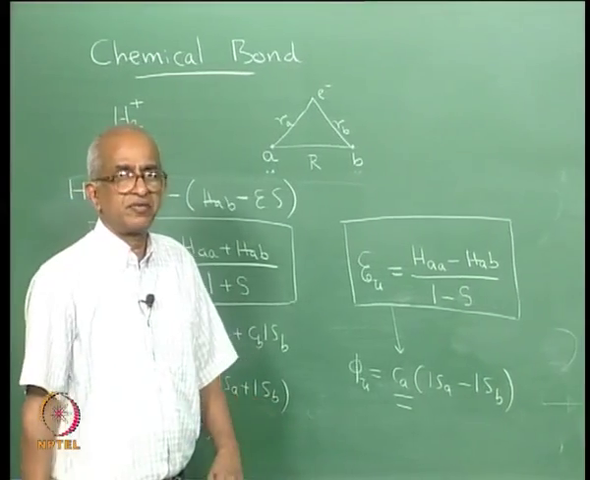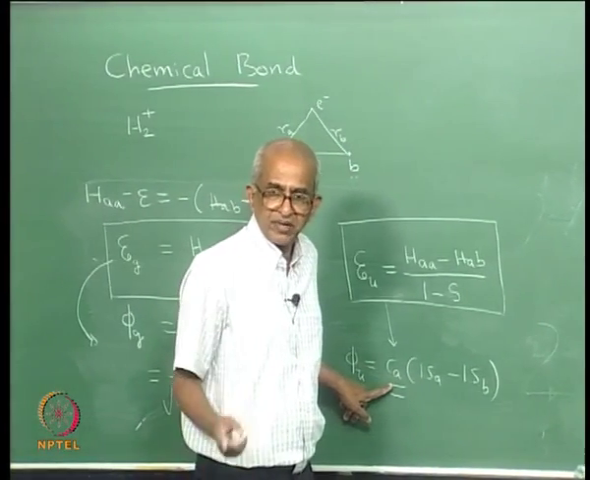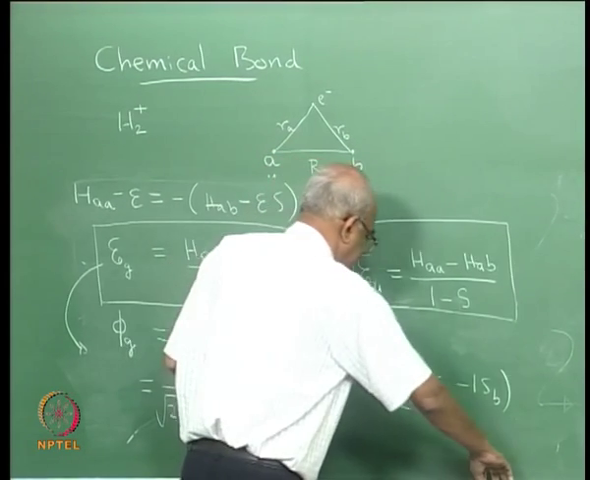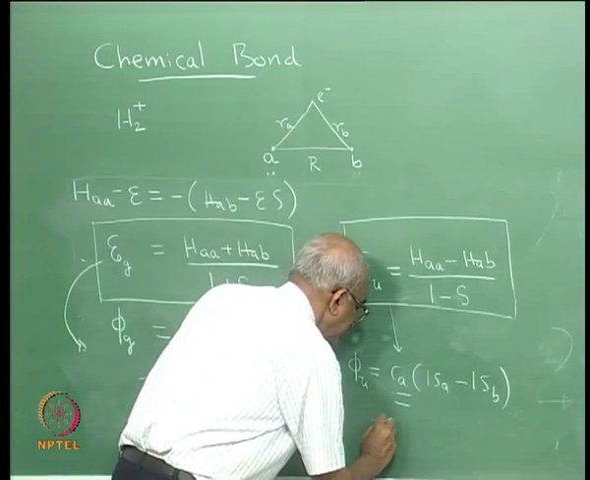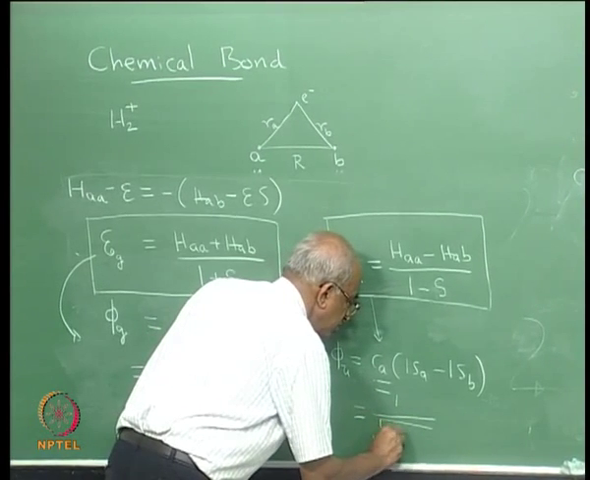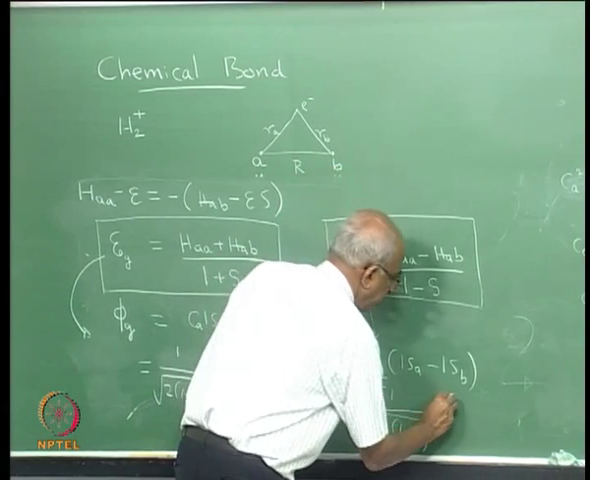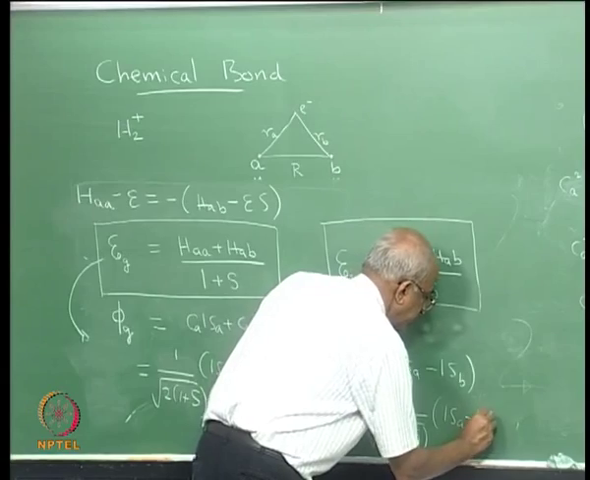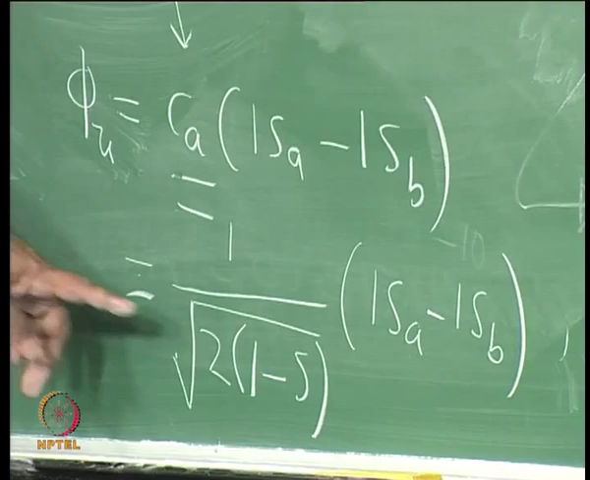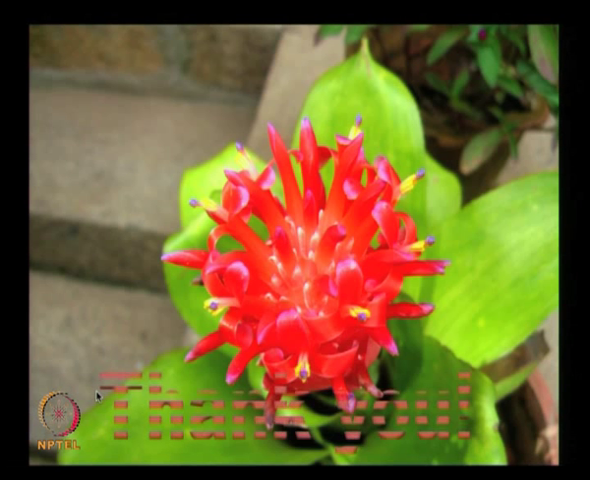Now, in an exactly similar fashion, I can determine this C A. This C A will be determined in such a fashion that this orbital is normalized, and if you did that, it is fairly straightforward. You will find that this C A must be equal to 1 by square root of 2 into 1 minus S instead of a plus, and then of course, you will have 1s A minus 1s B, correct. So, this is my other function, and we will look at the nature of these two functions in the next lecture. Thank you for listening.